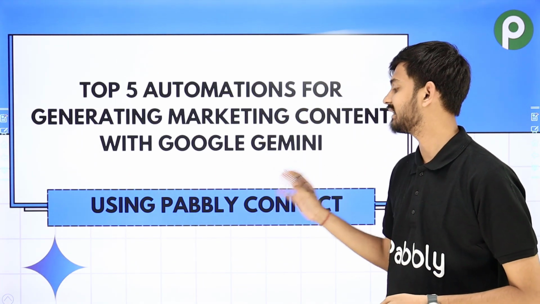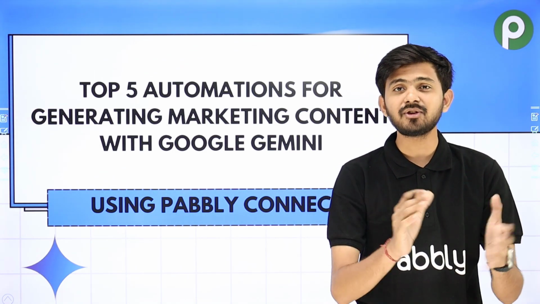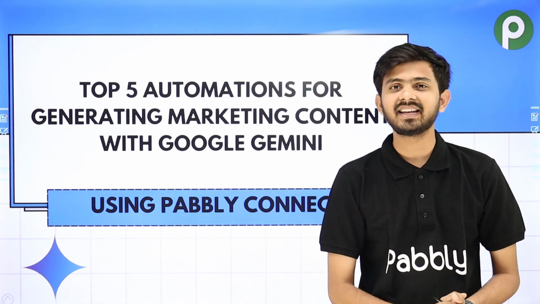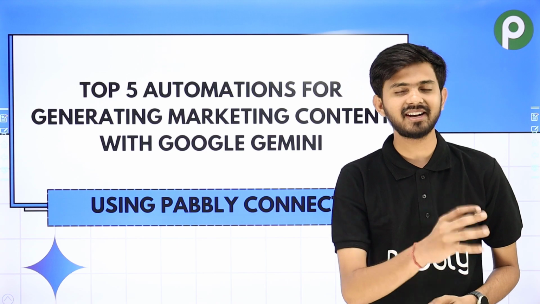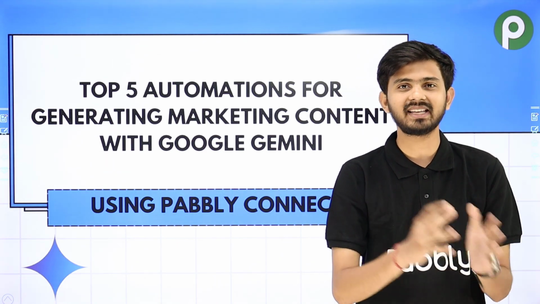Today our topic is Top 5 Automations for Generating Marketing Content with Google Gemini using Pabbly Connect. So here I'm going to tell you about some amazing automations that you can create with the help of Google Gemini and Pabbly Connect. Pabbly Connect is an amazing software for automation and integration, and now you can create all these amazing automations to make your marketing easy.